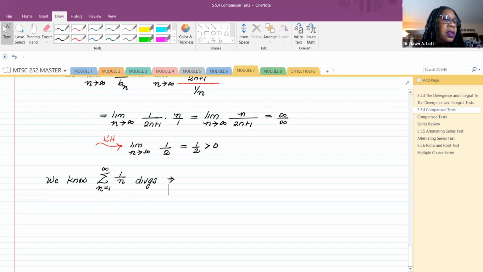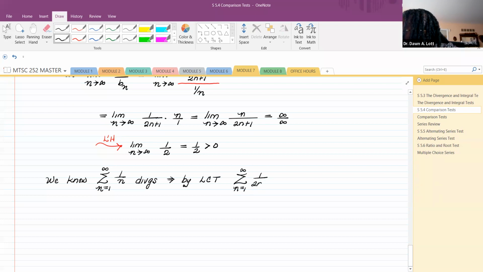So that implies by the limit comparison test, the summation n equals 1 to infinity of 1 over 2n plus 1 also diverges.